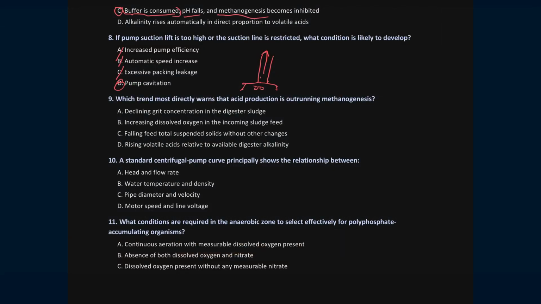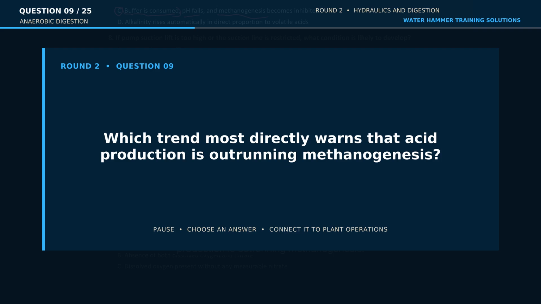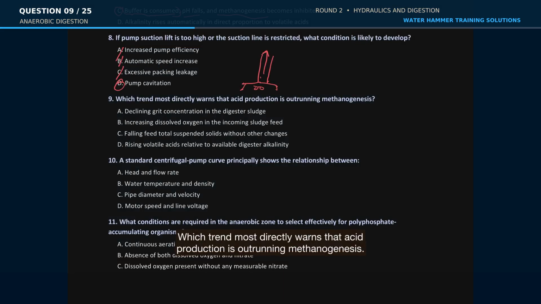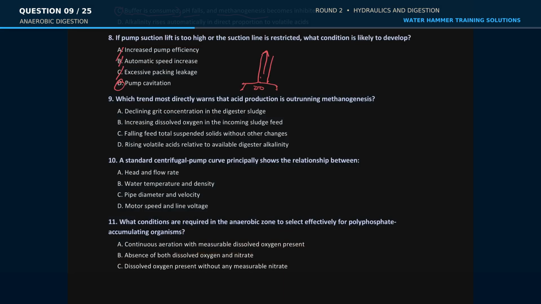So pump cavitation. Which trend most directly warns that acid production is outrunning methanogenesis? Is it A, declining grit concentration in the digester sludge? No. Is it B, increasing dissolved oxygen in the oncoming sludge? No. Is it C, falling feed total suspended solids without other changes? No. Is it D, rising volatile acids relative to available digester alkalinity?